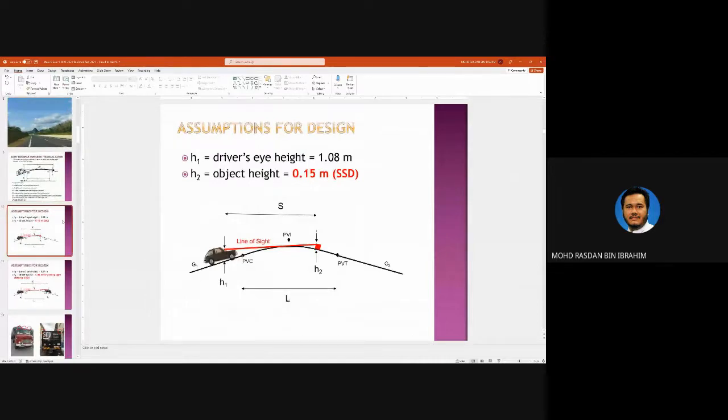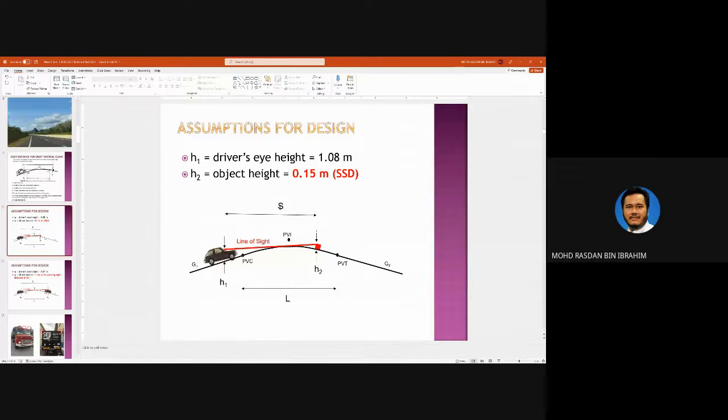Okay, so this is the assumption that I've mentioned just now. Eye height is 1.08 and object height is 0.15. This is for stopping sight distance. It means that the distance S here is adequate for this car to stop before it hits this object. Your sight distance here is adequate for your car to stop at the instant that you see this object, meaning that you see this object, you press the brake, and the car will stop.